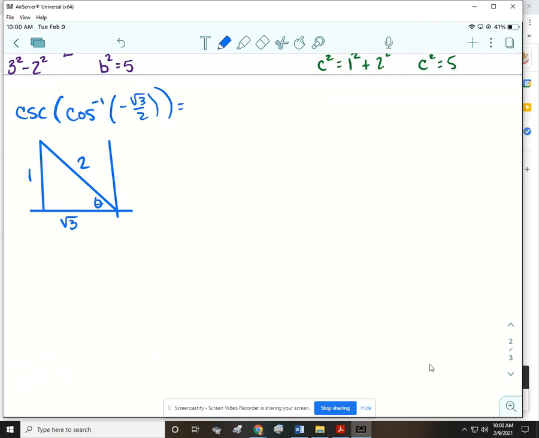Now the answer to this problem is going to be the cosecant of theta. So that's going to be the reciprocal of sine. So that's going to be the hypotenuse over the opposite, or just 2.